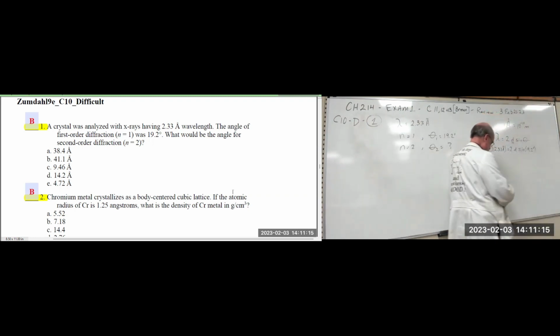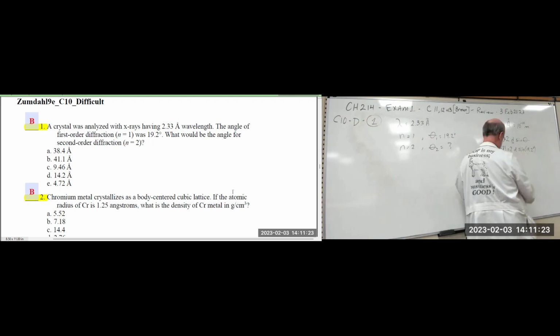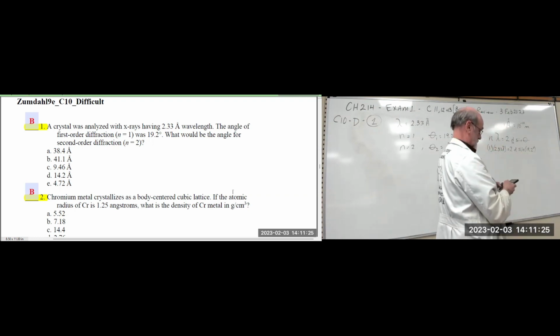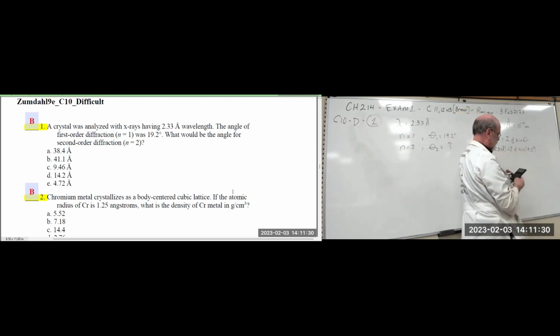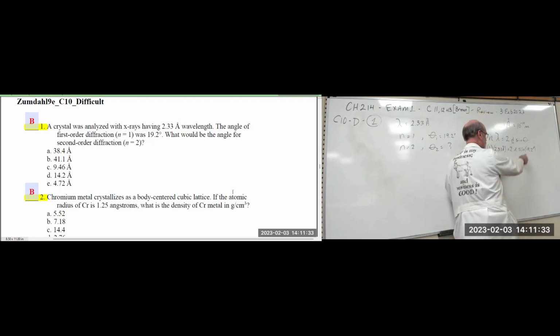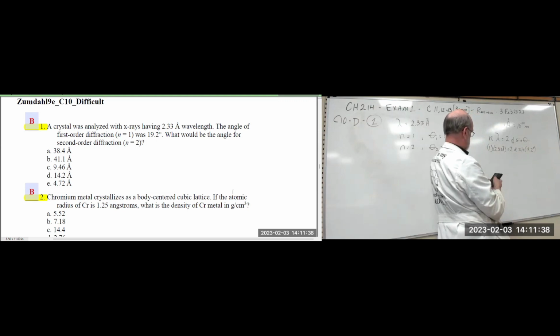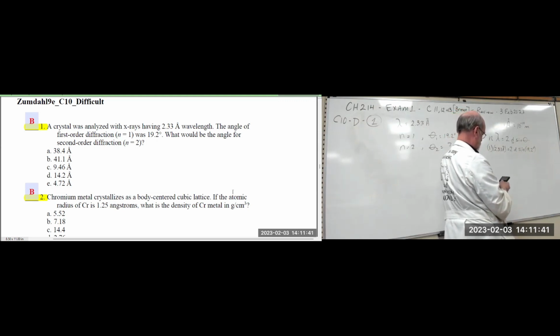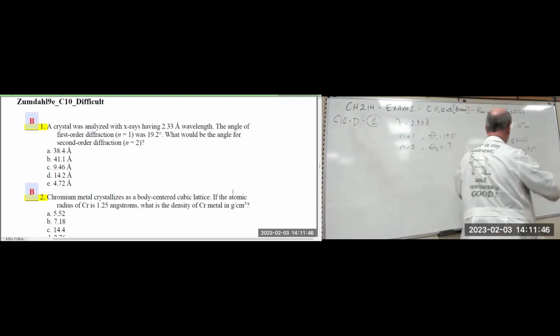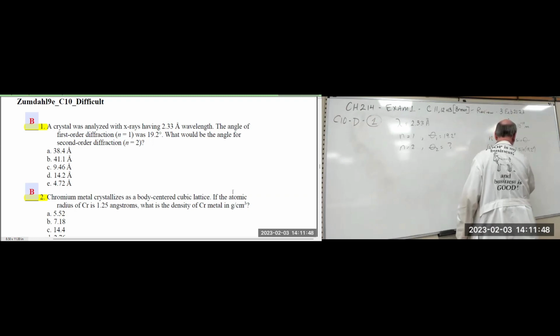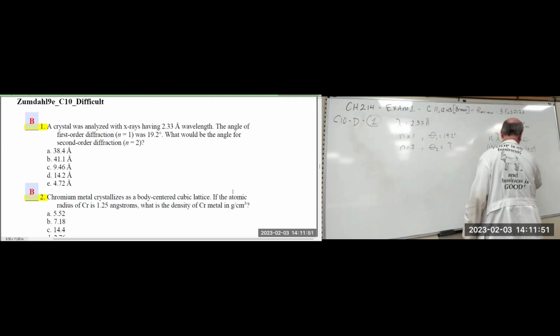That means we've got 2.33 on this side, and we're going to divide by 2 because it's multiplied on that side. And then we're going to take the sine of 19.2, and divide that into this. The sine of 19.2 is 0.3289, but I'm going to take it here and divide it into that. Let's see. Yep, they're in the right order. And that's 3.54 angstroms. So d equals 3.54 angstroms.